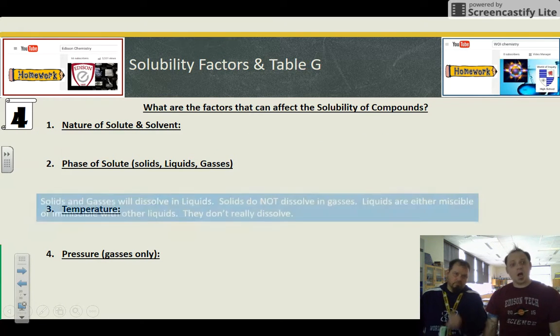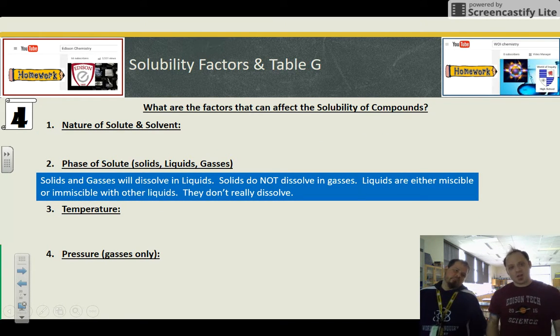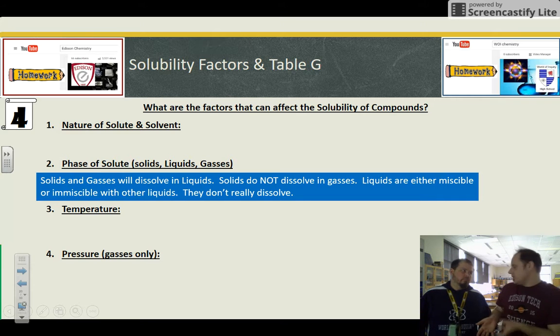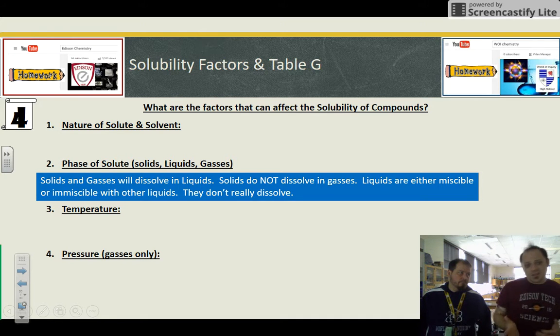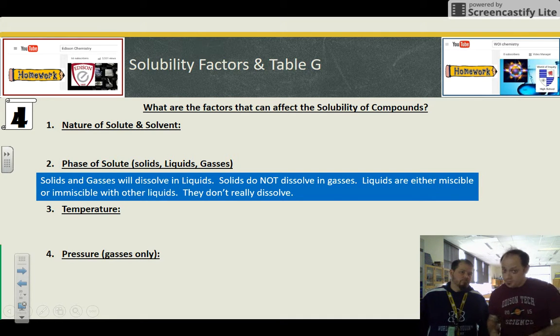The other thing is the phase of the solute. So if you're trying to get a metal to dissolve in water, good luck. But it can happen, so you're going to have to play some games. Typically, solids and gases will dissolve in liquids. And solids don't dissolve into gases.